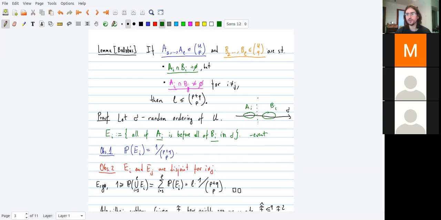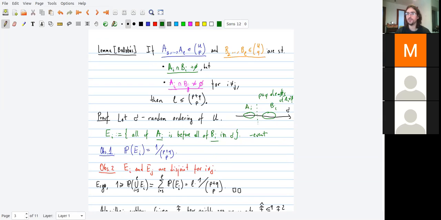Well, there are P plus Q elements of A_i union B_i. Yes, A_i and B_i are disjoint, right? So this is why this can happen. Yes, all of A_i can be before all of B_i.